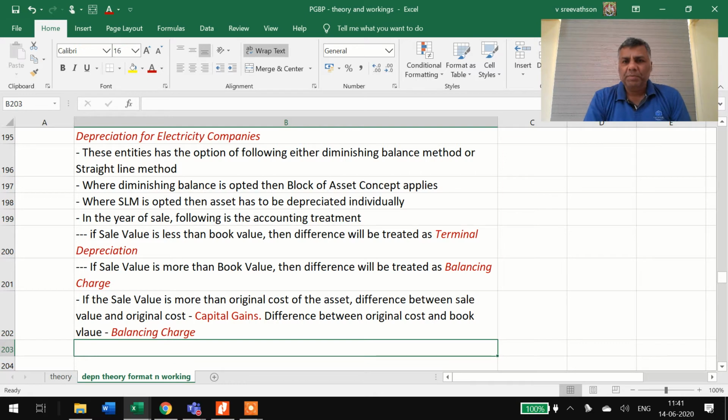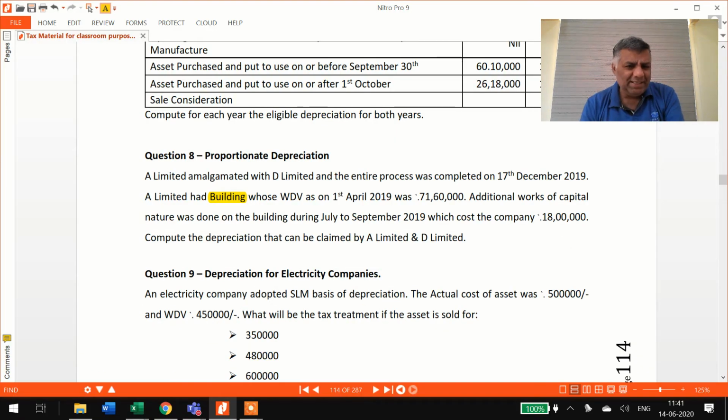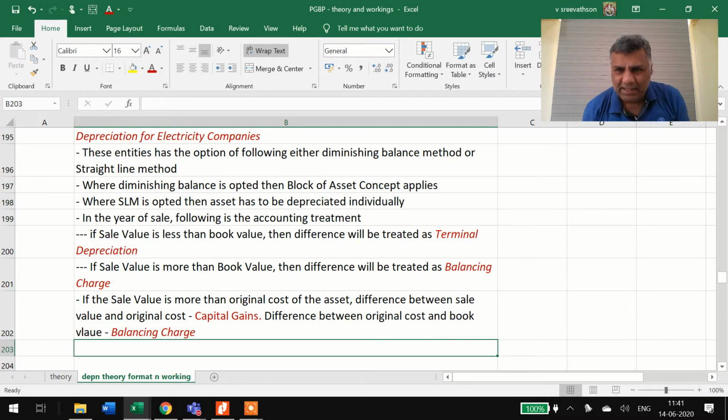Please read through patiently and try to answer the 9th question in the material itself. This is not at all a popular concept. I have never seen a question. Just read through once and answer it in the material itself.